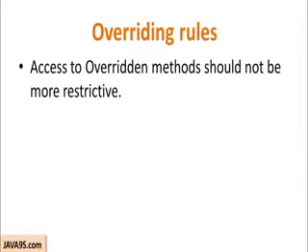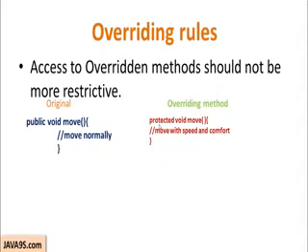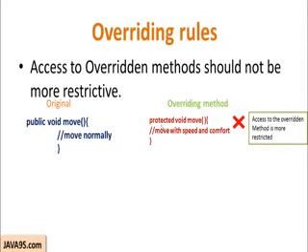The next rule is that access to an overridden method should not be more restrictive. You can see that the access modifier for this method is public, and if I make it protected, I'm downgrading the accessibility of this method. So this is a wrong implementation. It is because, believing that this method is public, most outside packages would have been trying to access it, and if you suddenly make it protected, it might not be visible to some other packages. So this kind of overriding is not acceptable.